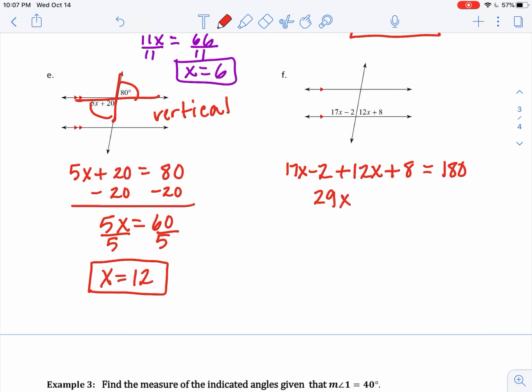So 29x, the negative 2 plus 8 gives you positive 6. That's going to be equal to 180. And once you have your like terms combined, then you can start moving things. So now we'll subtract 6 off of both sides, and we'll get 29x equals 174. And then we'll divide by 29.